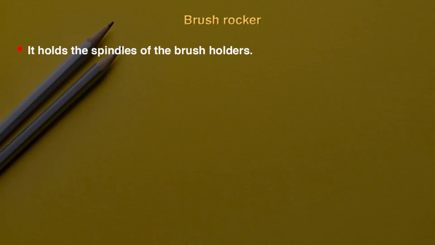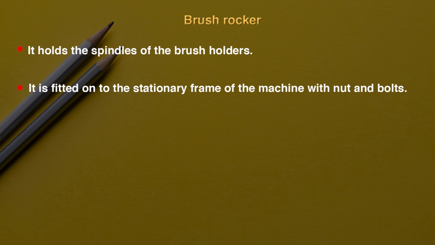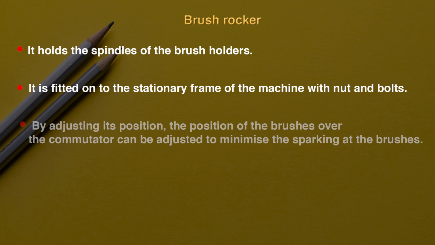Now we have to understand what is the function of the brush rocker. The brush rocker holds the spindles of the brush holders. It is fitted onto the stationary frame of the machine with nuts and bolts. By adjusting its position, the position of the brushes over the commutator can be adjusted to minimize the sparking at the brushes. Next part of the electrical machine is end housings.